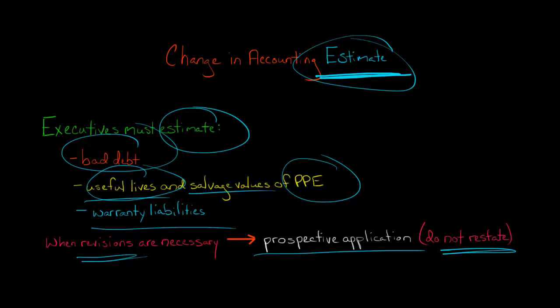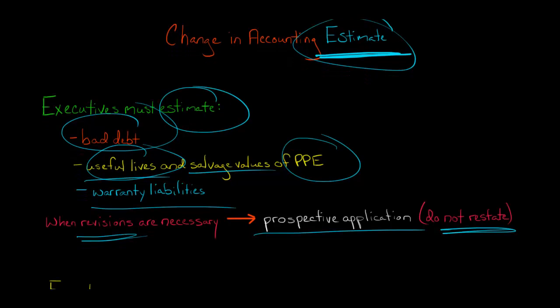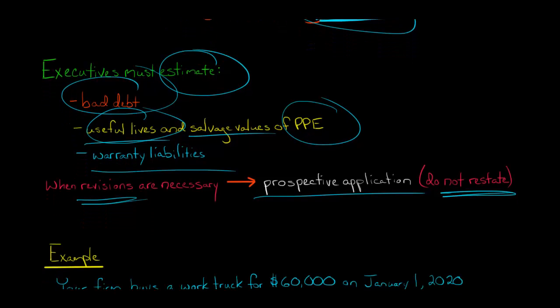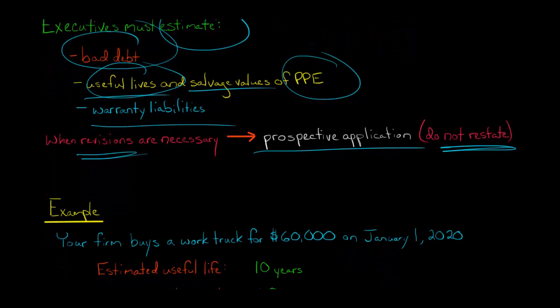We don't go back and say, well, what happened last year? What should we have done? We don't restate the financials. So we just go forward prospectively and make the accounting change. So let's do a simple example.